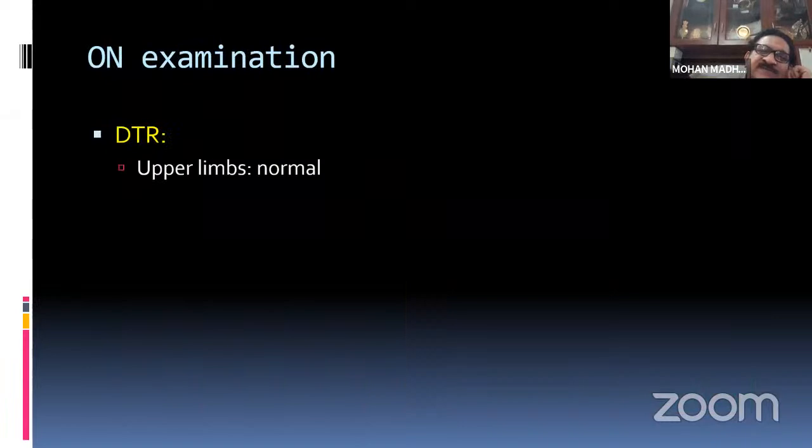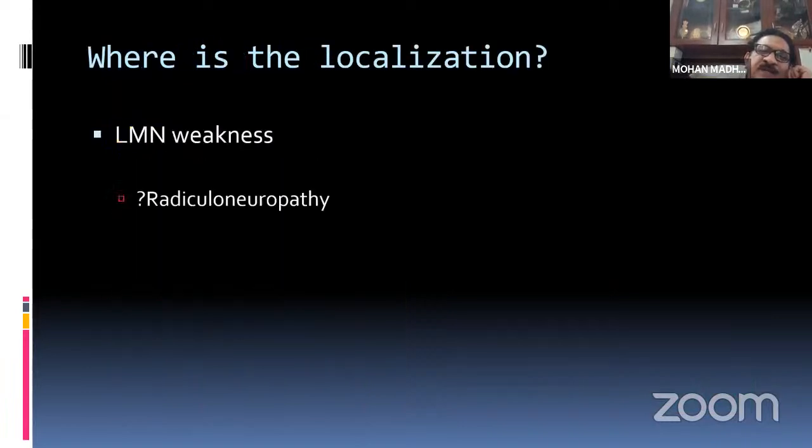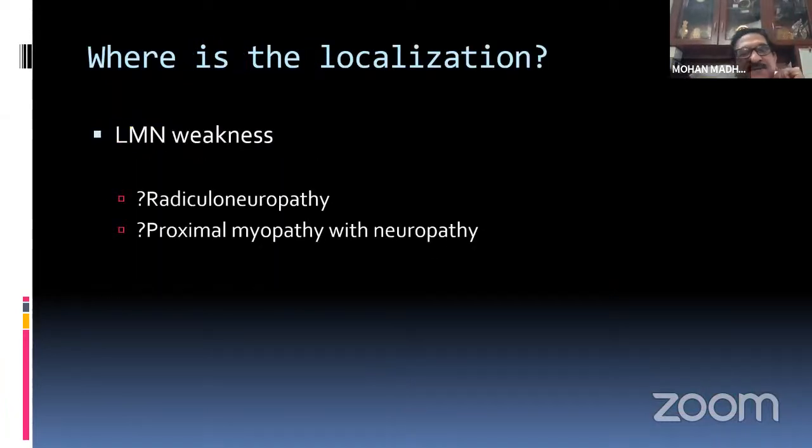Okay, so we'll go to the investigations. What investigations would you like to know? So these are the possibilities one can keep in mind. I kept radicular neuropathy as one possibility, and plexopathy, as Dr. Paul was telling. Then another possibility is myopathy with neuropathy, because postural muscles are severely affected and distal muscles are not that much affected. And there's cauda equina syndrome. These are the possibilities one has to keep in mind.